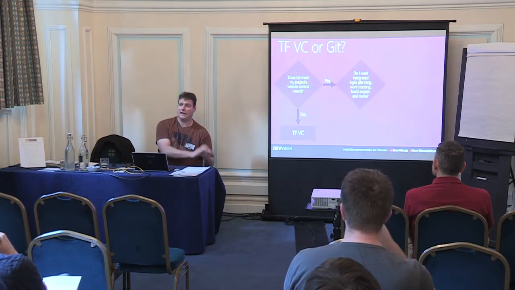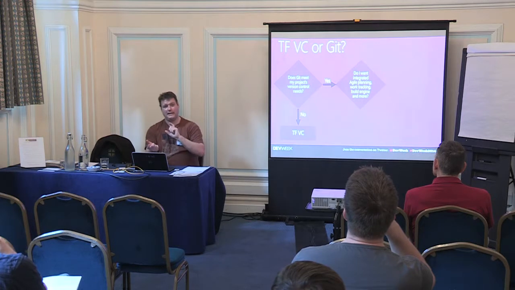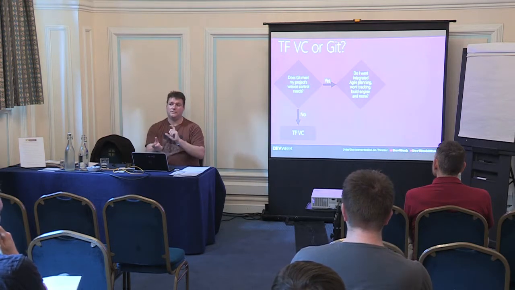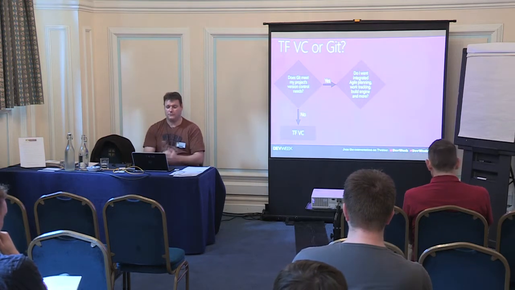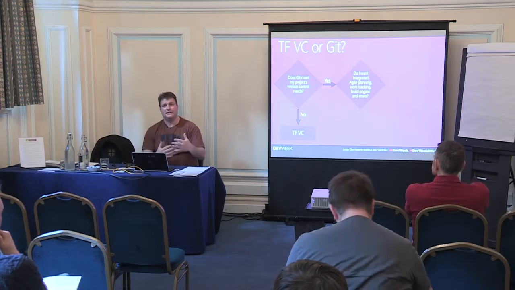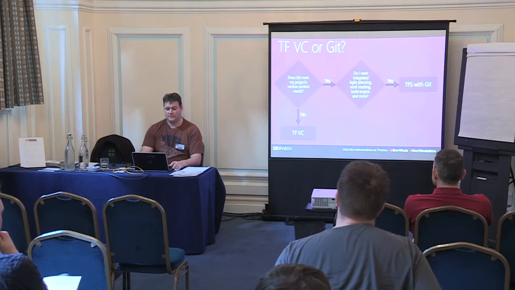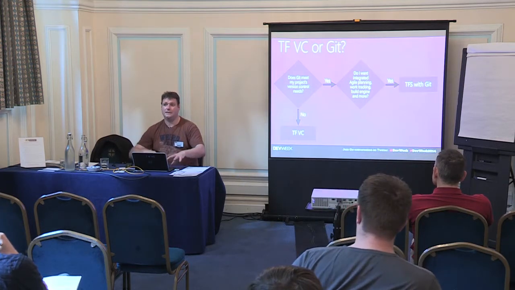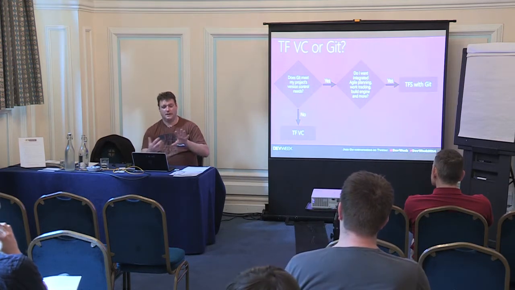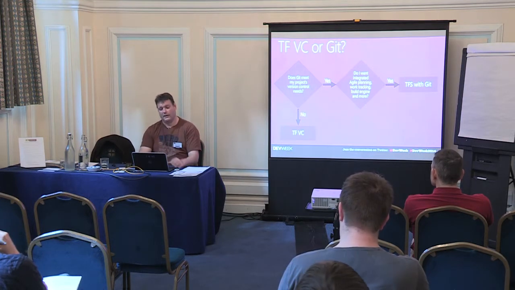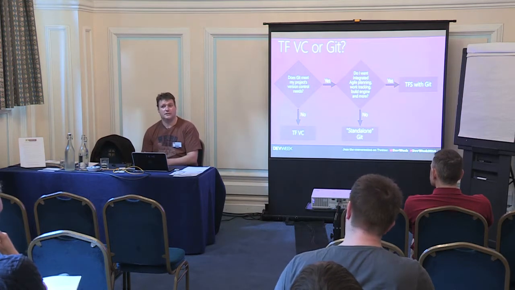do I want that other goodness? Do I want agile planning tools? Do I want to be able to link together work items with my commits so I get that contextual information in the future? Do I want the integrated build engine, reporting, all that kind of stuff? If the answer is yes, then I want TFS with Git as the version control repository. And if I don't want all of that stuff, then I probably just want Git as a standalone solution.